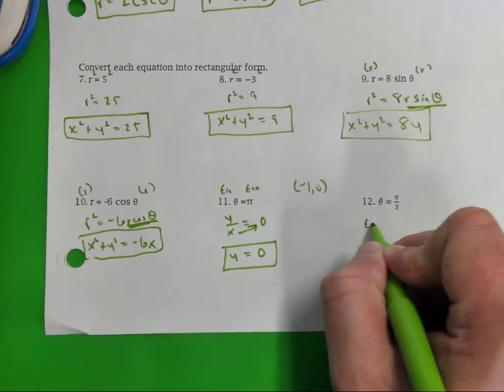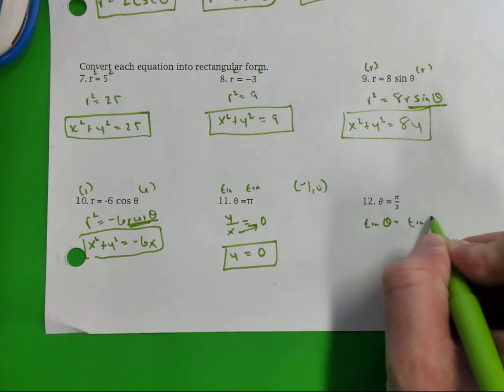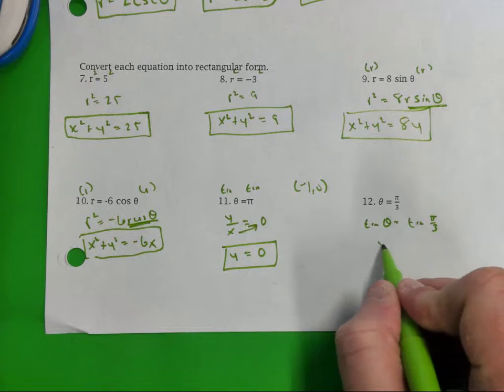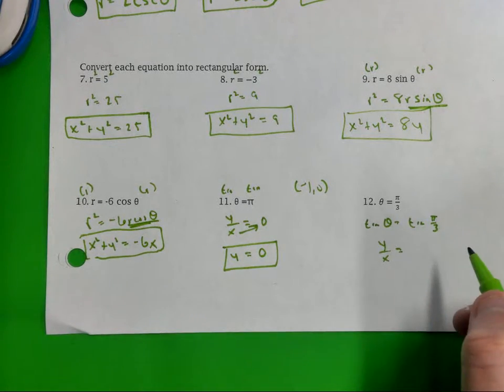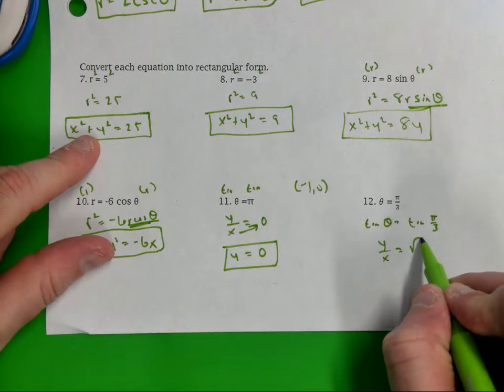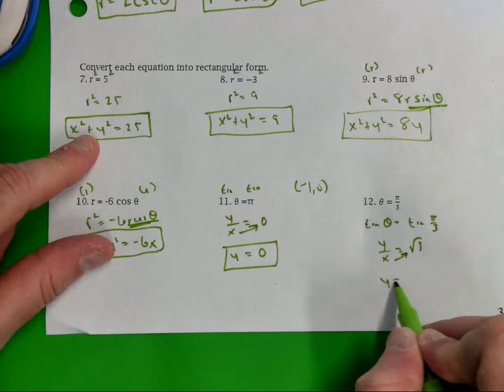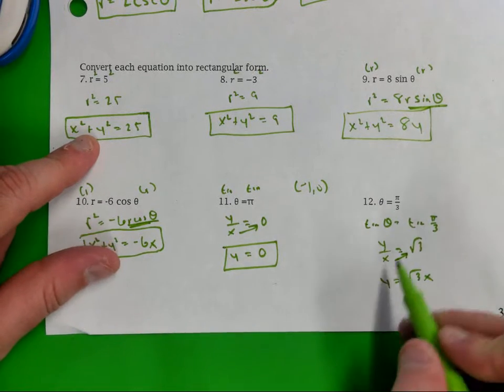Okay, number 12. Tangent of theta equals tangent of pi over 3. Tangent theta is y over x. What's tangent of pi over 3? Square root of 3. Then you just cross multiply. y equals square root of 3 times x, and that is your answer.